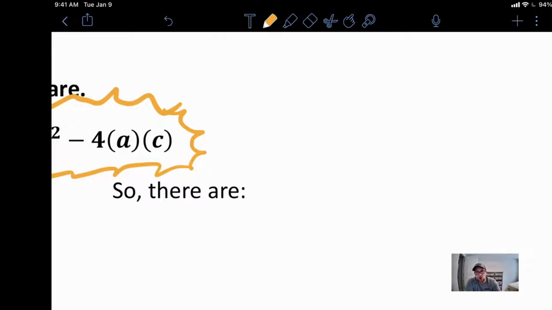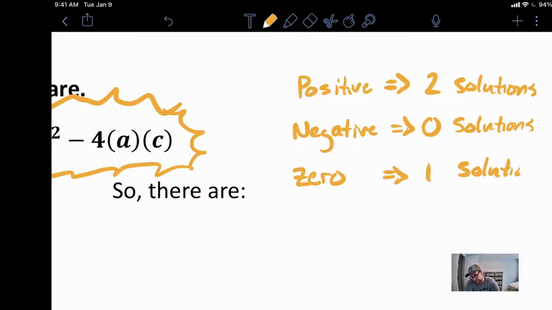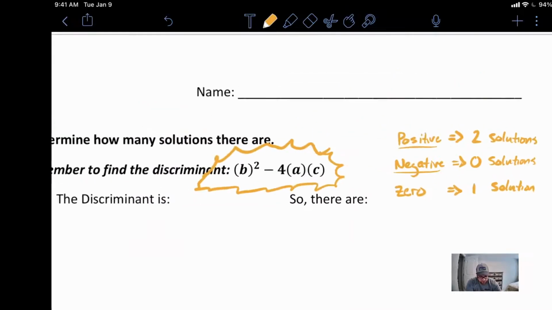Once you know what the discriminant is, if it is a positive number, remember that means you're going to have two solutions. If it is a negative number, then you are going to have 0 solutions. And if it is equal to 0, if our discriminant is 0, then we will have 1 solution. These just mean if it's a positive number, if it's a negative number, that's how many solutions you're going to have. So let's find the discriminant.